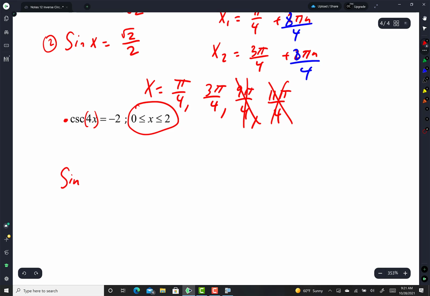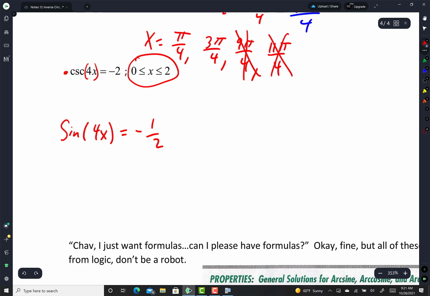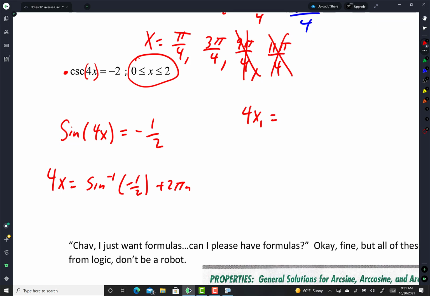Yes. Sine, keep the argument. 4x is the argument, equals a negative half. This is a perfect coordinate on the unit circle. So here we go. 4x equals arc sine of negative half plus 2 pi n. Now I'm going to write 4x1 equals, give me the first one where sine is a negative half. Do you guys remember? 7 pi over 6 plus 2 pi n. 4x2, what's the one in quadrant 4?